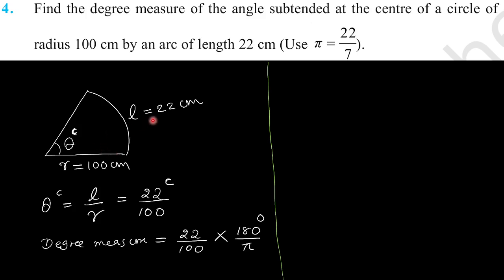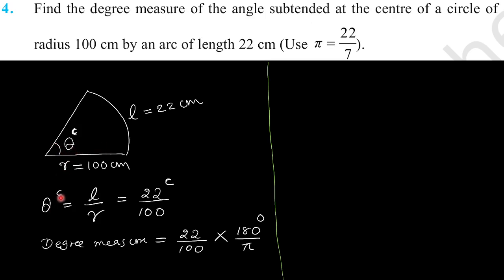So Deva, please listen. It is very simple, right? We have an arc. The radius is given as 100 centimeter. Look at this diagram. Radius is 100 centimeter. This is the arc. Arc length is given as 22 centimeter. We need to find the center angle. Deva, clear? Yes, sir.